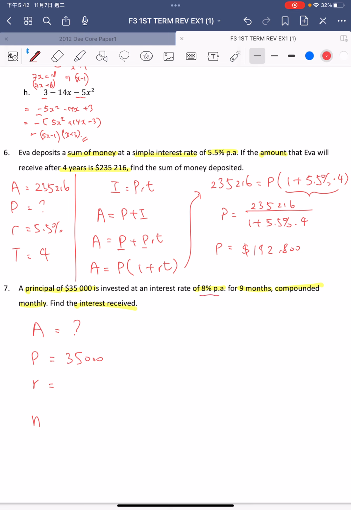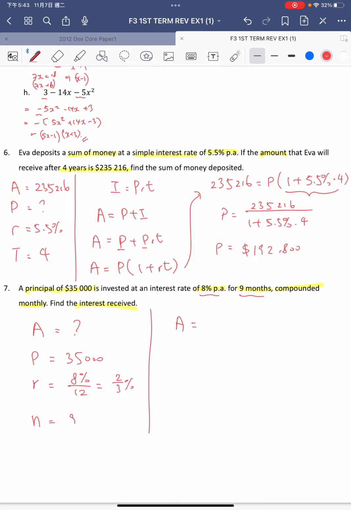The interest rate per year is equal to 8%. So the interest rate per month is 8% divided by 12. We don't need to calculate it out, but we can simplify. This is equal to 2/3%. Okay, so the N is the number of times we get interest. So we save it for 9 months, and it's compounded monthly. So in total, we take the interest 9 times. So the N is equal to 9. Then we can use our formula.